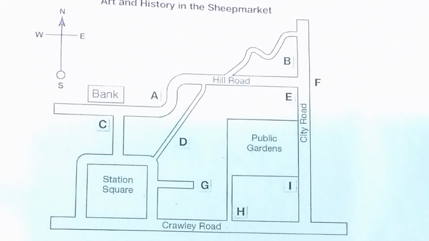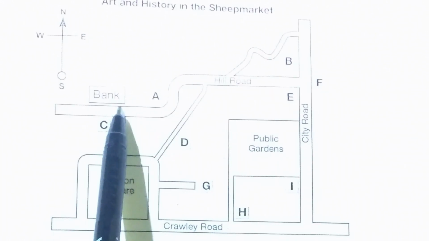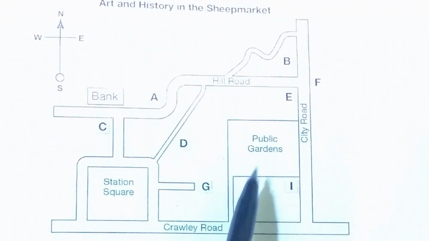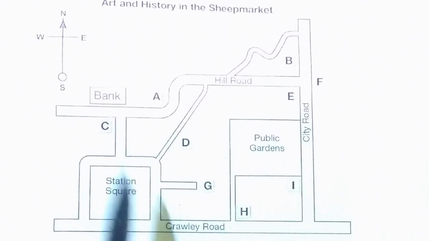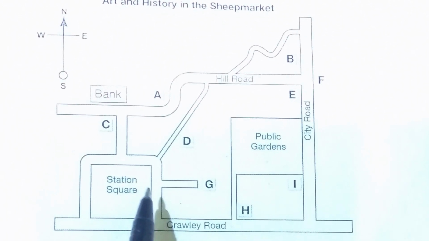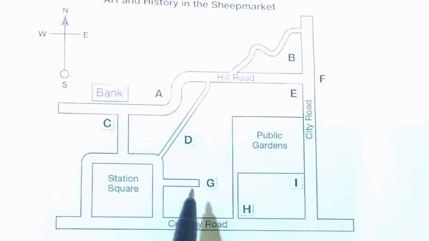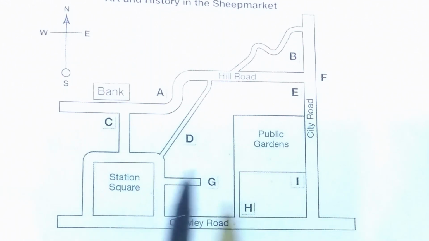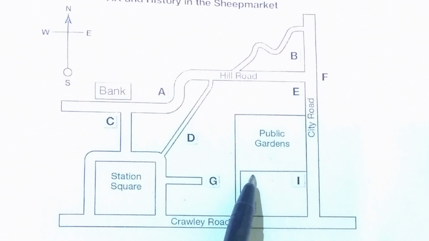Here in this map, you can see several markers. That is the bank, the hill road, the city road, the public gardens, the Crawley road, and Station Square. You can see all those things at a glance. So make sure that you look at these markers initially, before beginning the conversation. You have to keep in mind where these markers are actually located in your map.